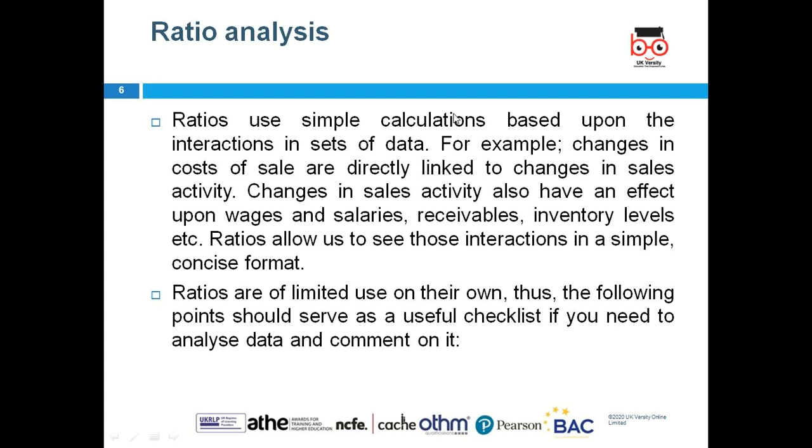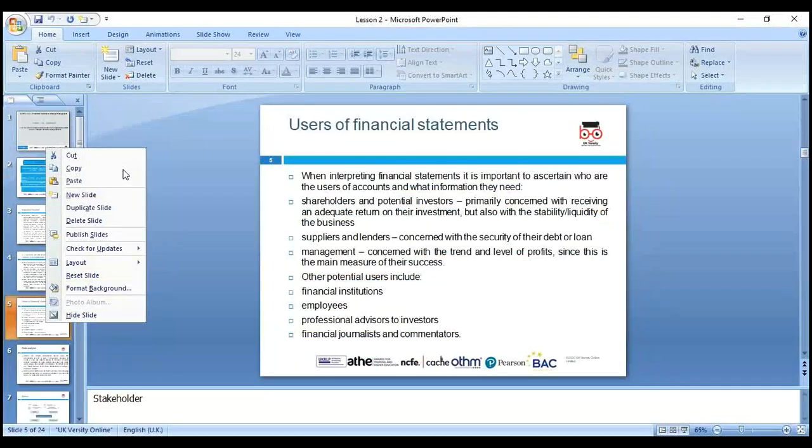So changes in the sale activity have an effect on wages, salary, receivables, and inventory. All this we need to be well aware of, and ratios have their own limited use. The following points serve as a useful checklist if you need to analyze the data and make a decision effectively. We need to make sure our decision is effective, and that will help us to interpret properly. We will go through this in the further slides.